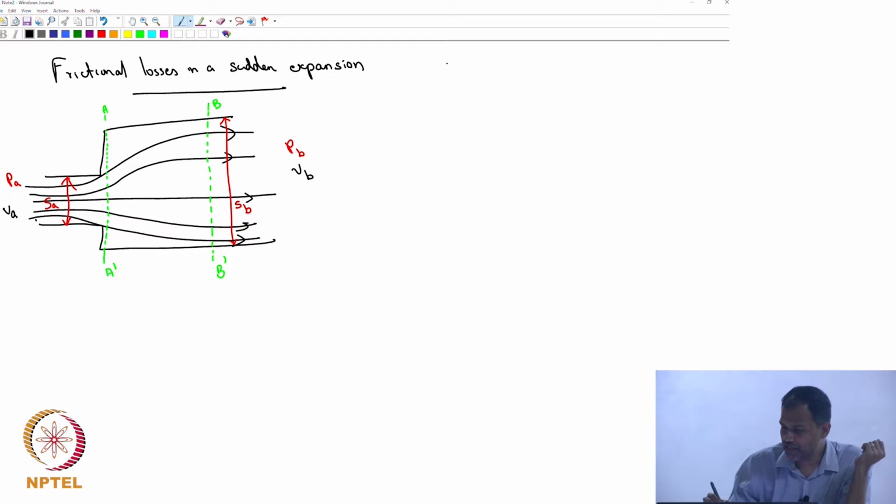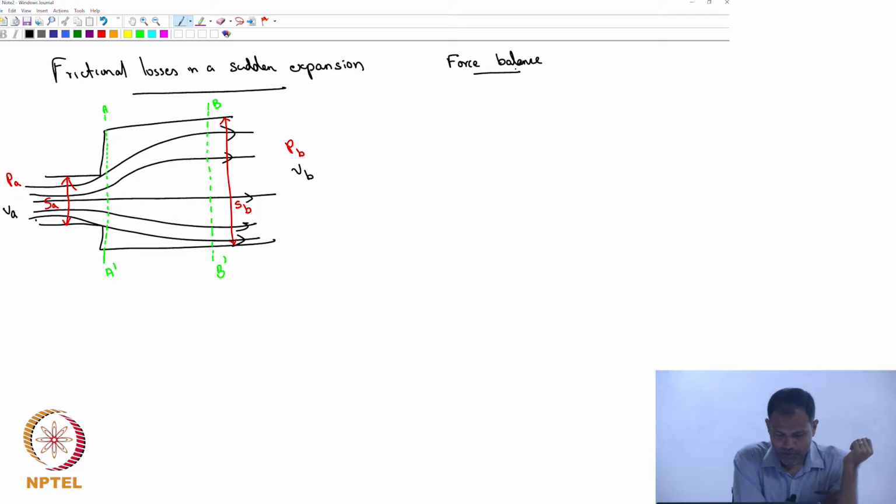So first is the force balance. So you have a fluid entering at some pressure, fluid is leaving at some other pressure. So there is definitely going to be some forces that might come from pressure. You could have shear stress, the wall shear stress that's acting. So that's something that you should consider. And then the fluid is changing its momentum because its velocity is changed, right? So these are the three relevant things.